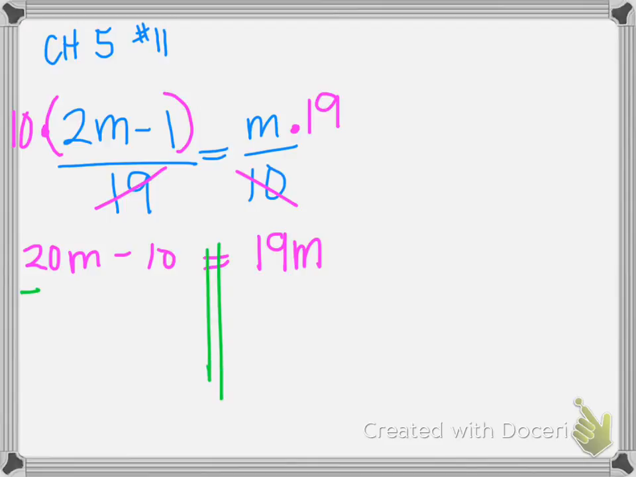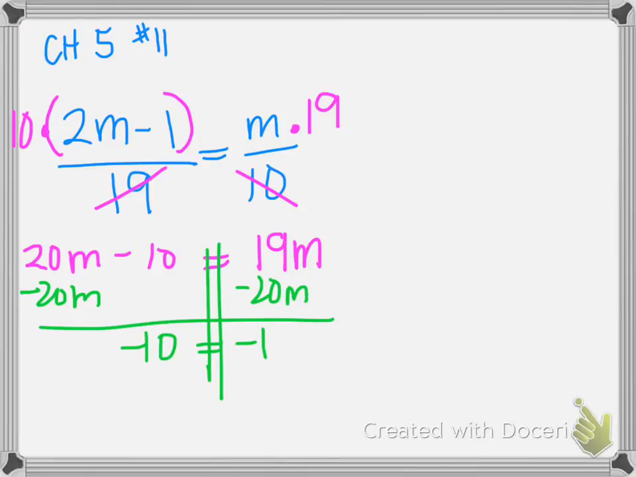So I'm going to subtract 20m, negative 10 equals negative 1m, and if I divide by negative 1, I get the value of 10 for m.